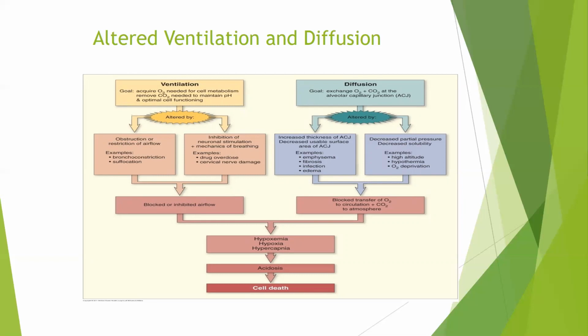Alterations in either state can lead to hypoxemia, decreased oxygen in the arterial blood that leads to a decreased PaO2, and hypoxia, which is oxygen deprivation in the cells, as well as hypercapnia, increased carbon dioxide levels in the blood. This ultimately leads to cell injury and cell death.